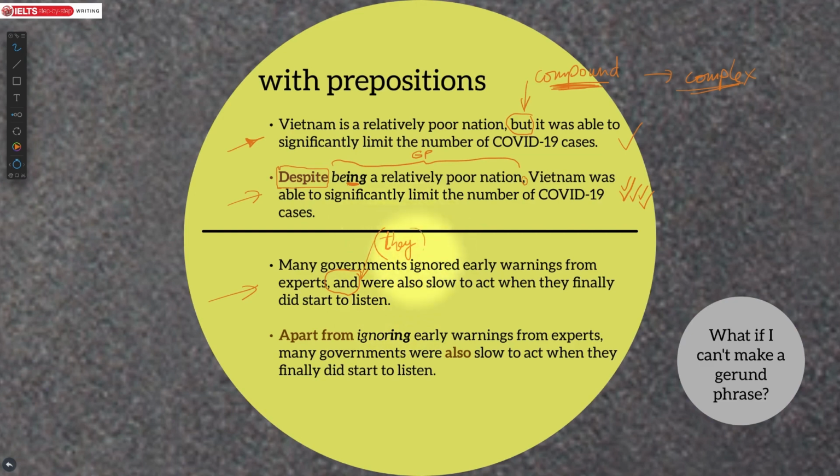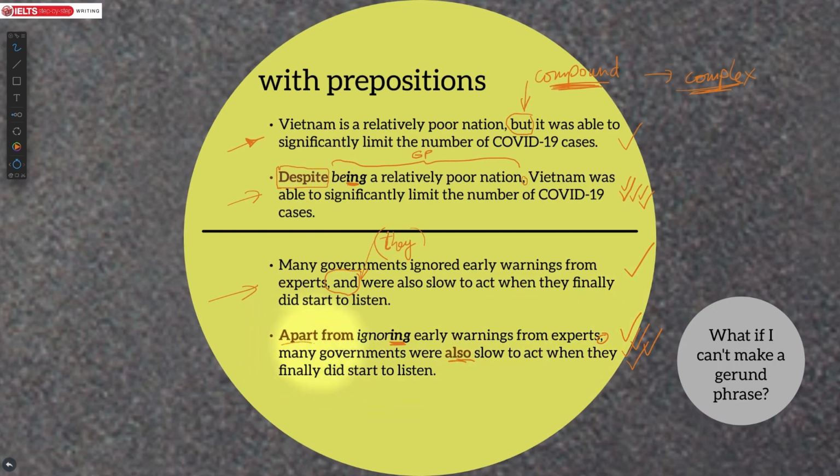Now let's look at a way to make this a lot more advanced and complex. Apart from ignoring early warnings from experts, comma, many governments were also slow to act when they finally did start to listen. Again, the same thing, perfectly grammatically acceptable, but here it's going to make a better impression on the examiner.